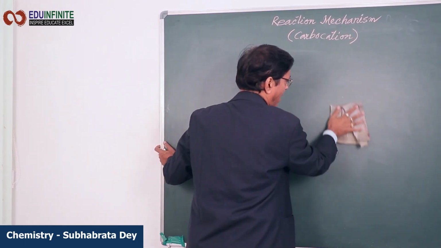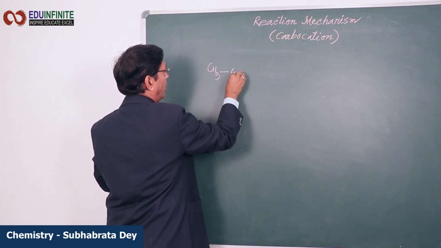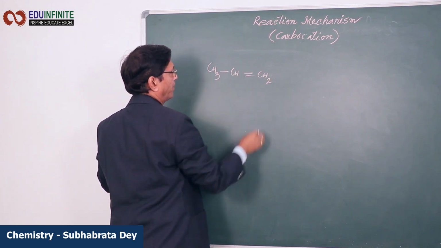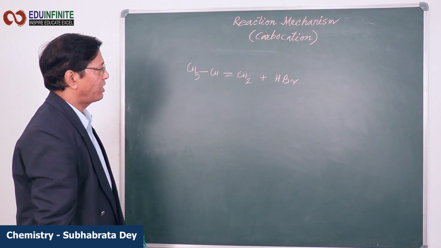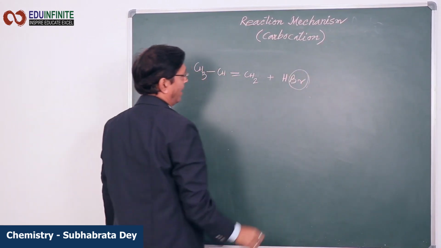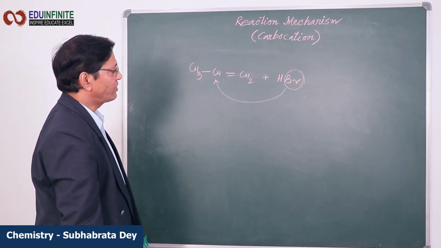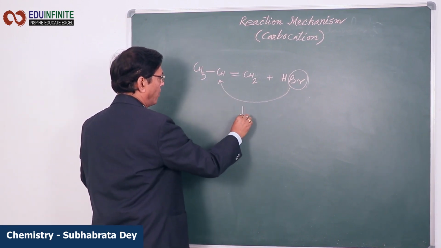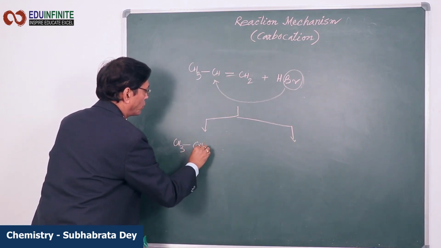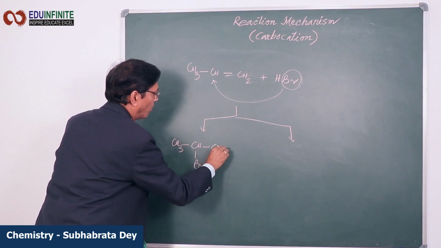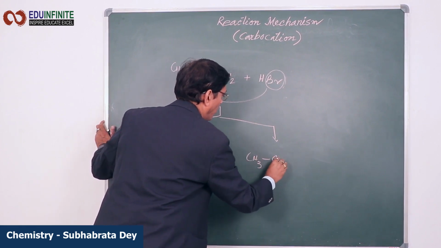You have learned about Markovnikov's addition rule, that when an unsymmetrical addendum undergoes addition reaction with an unsymmetrical alkene, then the negative part of the addendum preferably goes to the carbon atom having the lesser number of hydrogens. Here we will get two products. One is CH3CHBrCH3, 2-bromopropane. Hydrogen comes here, bromine here, and the other is 1-bromopropane.